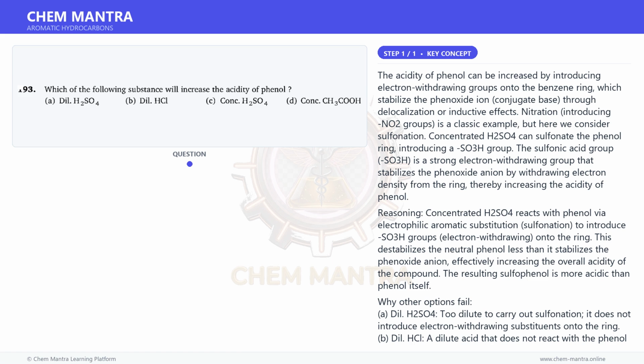Reasoning: concentrated H2SO4 reacts with phenol via electrophilic aromatic substitution, sulfonation, to introduce SO3H groups, which are electron-withdrawing, onto the ring. This destabilizes the neutral phenol less than it stabilizes the phenoxide anion, effectively increasing the overall acidity of the compound. The resulting sulfophenol is more acidic than phenol itself.